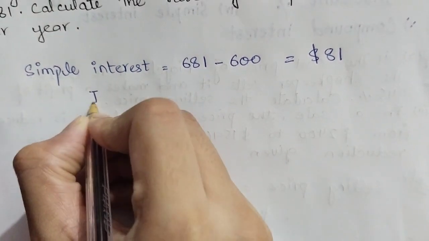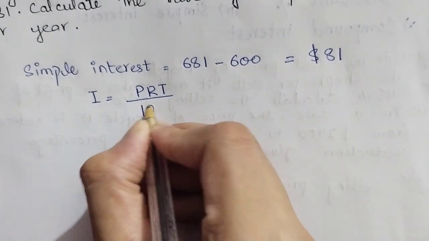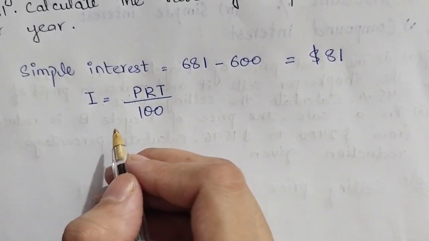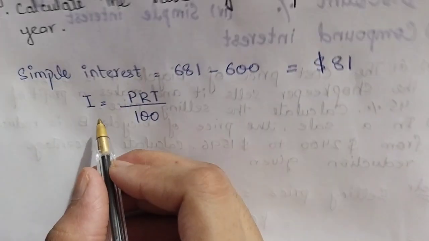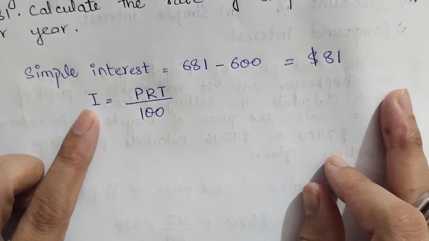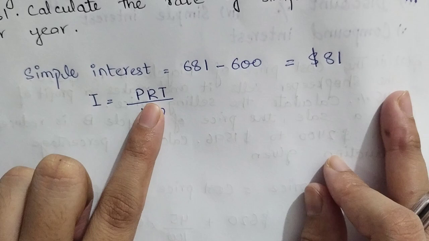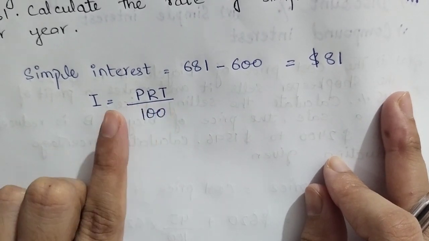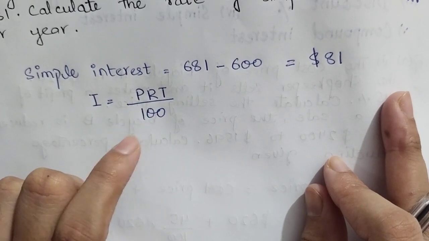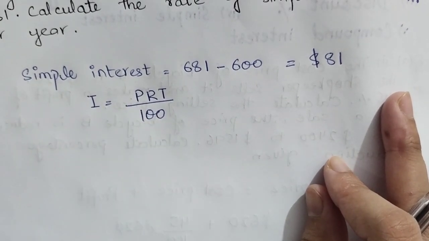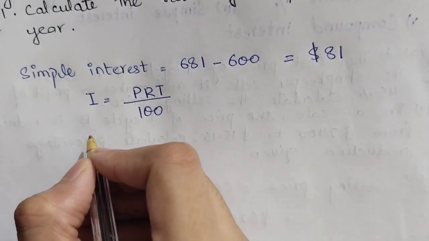We know the formula: I is equal to PRT divided by 100. Now look at the formula and check what we are given. I means interest, R means rate, T means time period, and P means the amount. Divided by 100 is included in the formula. So what you have to do is put the values in the formula.